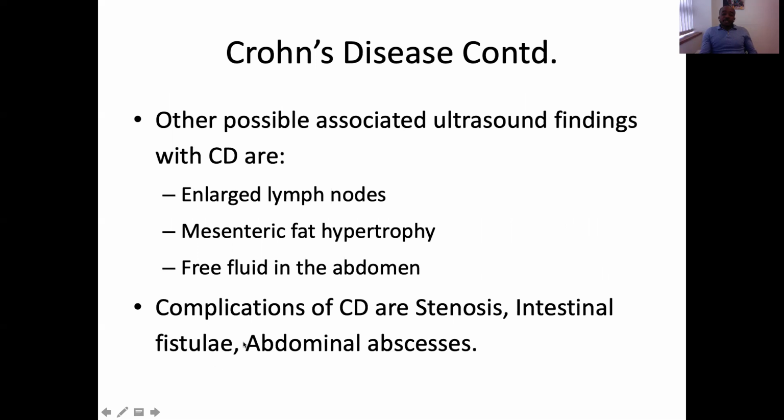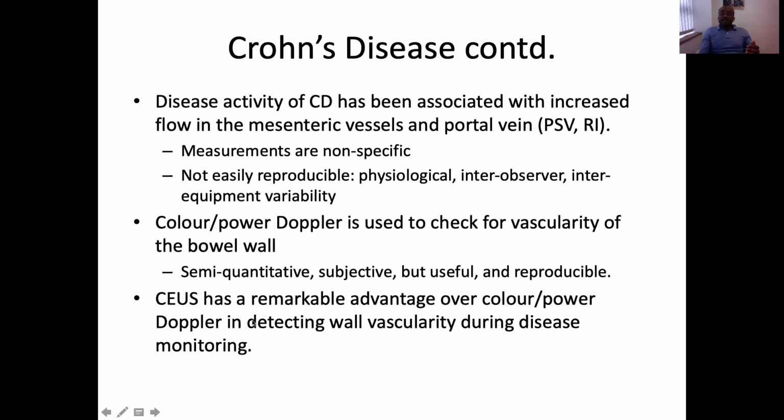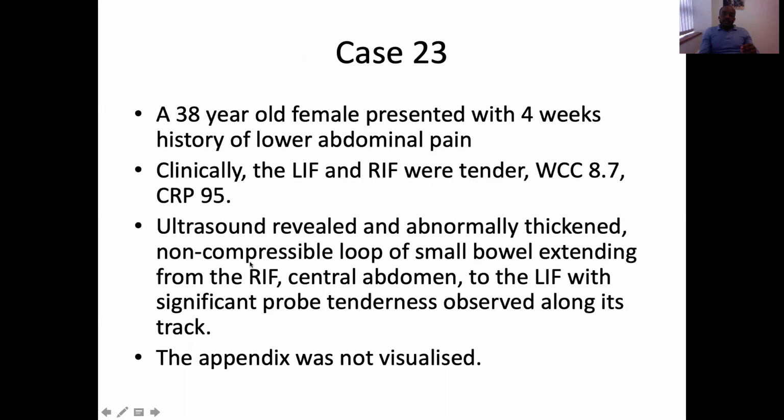The other possible associated findings with Crohn's disease are enlarged lymph nodes. Like I said earlier, you can find mesenteric fat hypertrophy, and you can find free fluid in the abdomen. Some complications of Crohn's disease are stenosis, that's narrowing of the bowel lumen, which can lead to dilatation, prestenotic dilatation and poststenotic dilatation. And you can find intestinal fistulae, abdominal abscesses, etc. Also bear in mind that the use of elastography, shear wave elastography, is also very useful in monitoring these activities in Crohn's disease, because that helps you check the level of fibrosis in the thickened bowel wall.